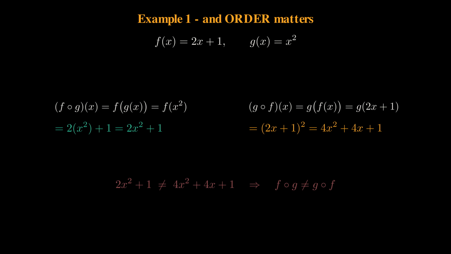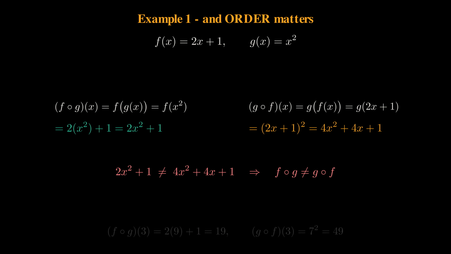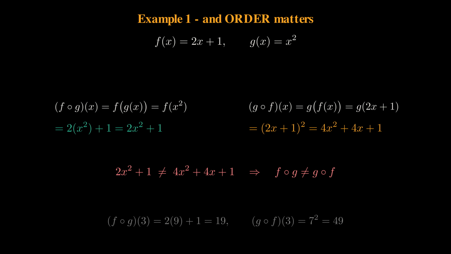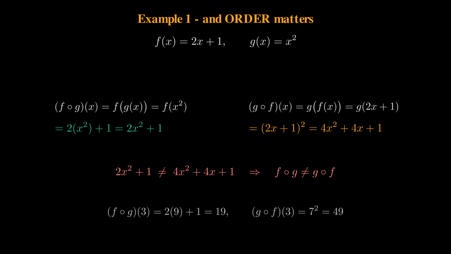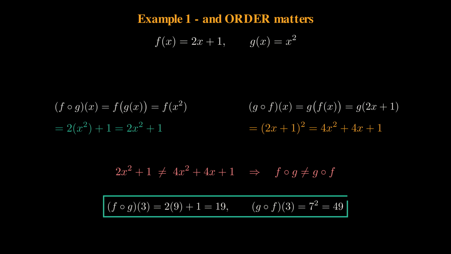Composition is not commutative. f of g is not g of f. Put a number in to feel it. At x equals 3, f of g gives 2 times 9 plus 1, 19. But g of f gives 7 squared, 49. Same functions, same input, wildly different outputs, purely because of the order. Always respect which one is inside.